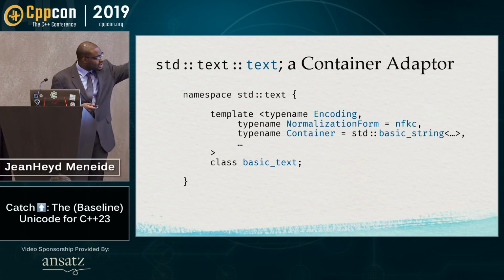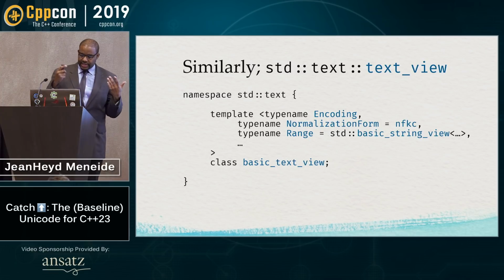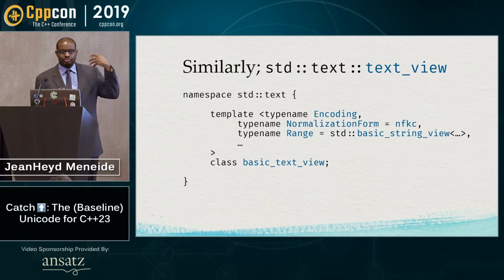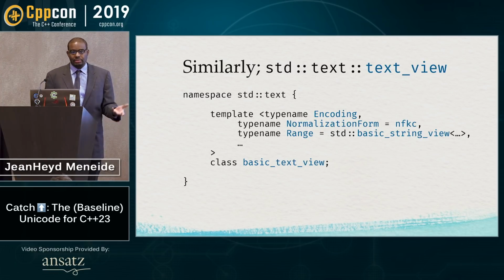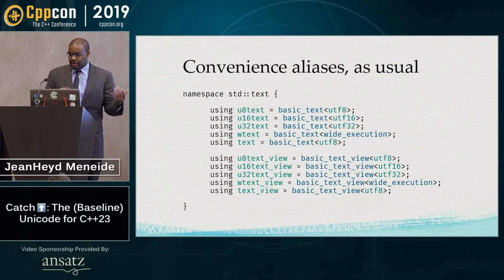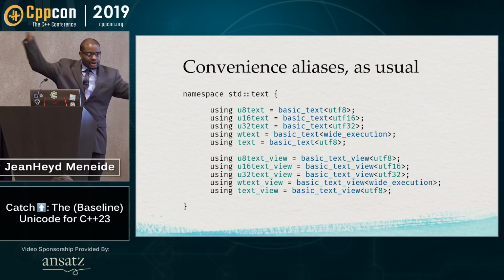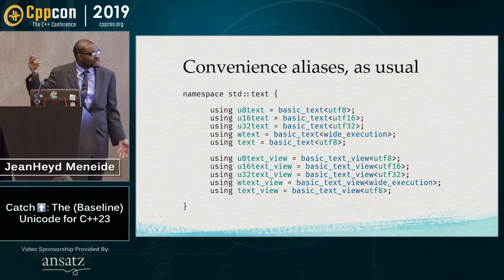We have basic_text, and it's all templated to hell. Similarly, we also want a text view type so that you can take a bit of storage that you don't actually own, but still view it as a sequence of code points, which is incredibly useful. And so this is the other type, basic_text_view. And obviously, you don't want to type out basic_text or basic_text_view every time, so we have some convenience aliases here. So you have u8text, u16text, u32text, wtext with wide execution, the wchar_t, whatever the user sets or whatever the platform sets. And then we have text, which is UTF-8.